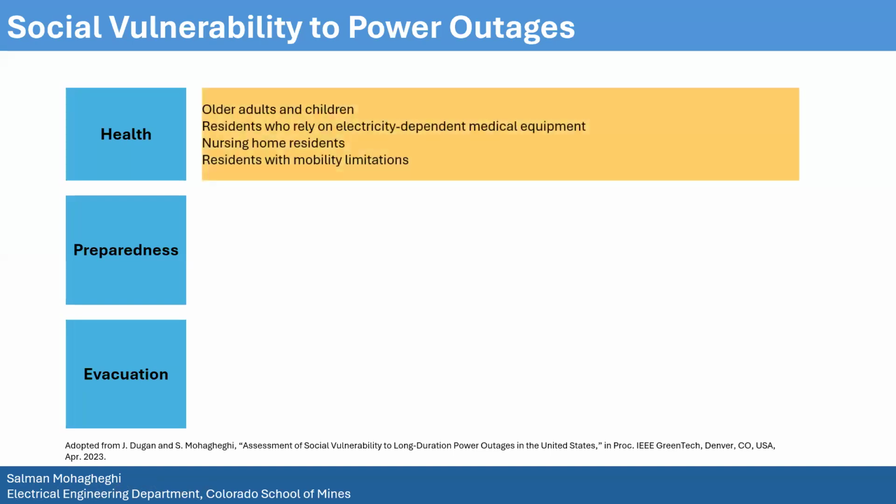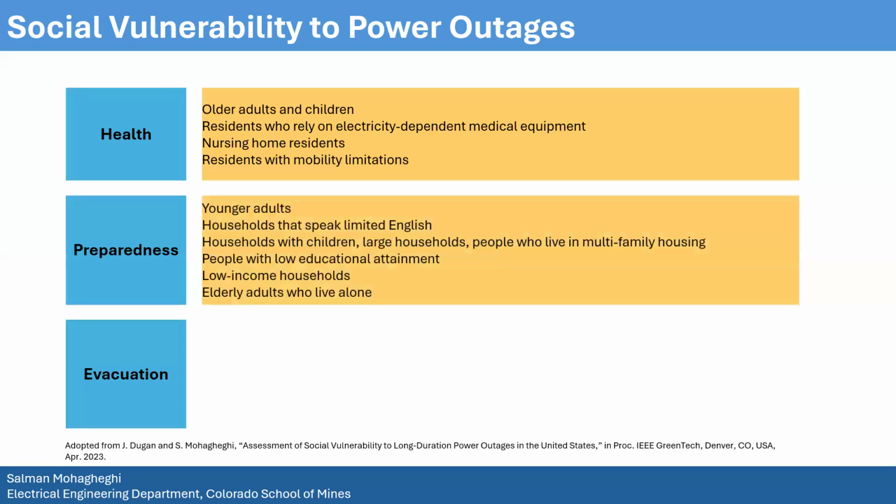And a study of literature shows that there are various socioeconomic and demographic attributes that could result in higher vulnerability levels in that dimension. For example, age, being over the age of 65 or under the age of 5 can be a significant factor, or residents who rely on electricity dependent medical equipment, residents in nursing homes, residents with mobility limitations are generally shown in the literature to be more vulnerable. Preparedness looks into lacking access to clean water, food, medical supplies, and backup power.